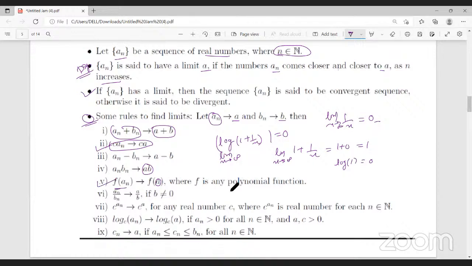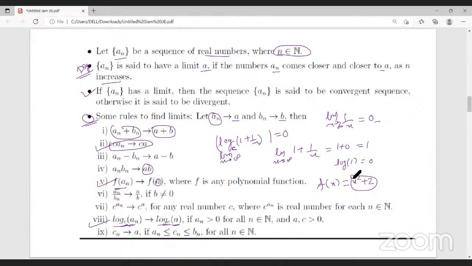Here f is any polynomial function. In the logarithmic function it also works, like here you can see, log of c a_n, log of c a, right? Same thing I am explaining here. C is basically the base of the logarithm. Same case you can check for f of x like x square plus 2. I can simply check the limit for this. It's any function, a polynomial function.